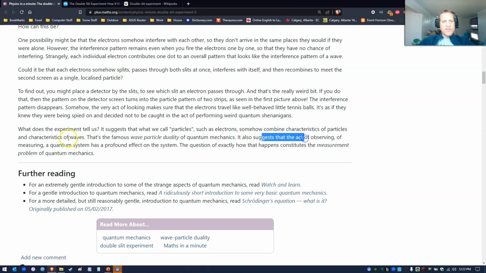It suggests that the act of observing a quantum system has a profound effect on the system. Well, of course it does. You're observing a fundamental particle. A tennis ball is an Avogadro's number of molecules, a very, very large number, right? So it's pretty bulky, it's a big thing. A fundamental particle is very, very, very sensitive.